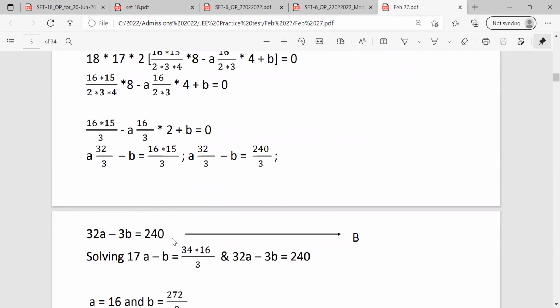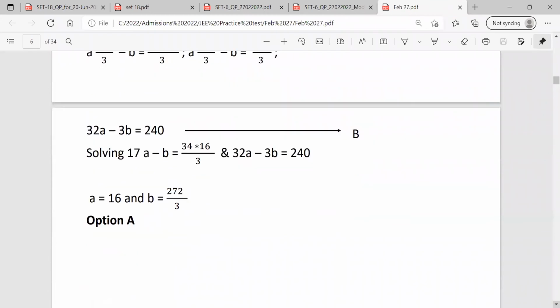So after equating the x cube coefficients and the x raised to 4 coefficients, I have two equations with me. This was the first equation and this is the second equation. So I can simply solve these two equations and get the values of a and b. After solving these equations, I get the value of a as 16 and the value of b as 272 by 3.